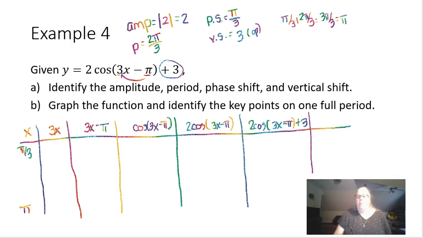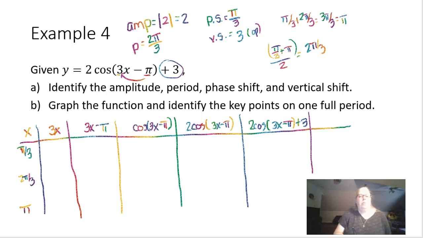These are 2 of my key points. They're either maximums, minimums, or zeros. Now let's go get the one that's exactly halfway in between. That's going to be another key point. That means we're looking at pi over 3 plus pi, and we're going to divide that by 2. And in my handy dandy calculator, that's going to give me 2 pi over 3. So right here in the middle, 2 pi over 3. All right, there's 3 of my key points.